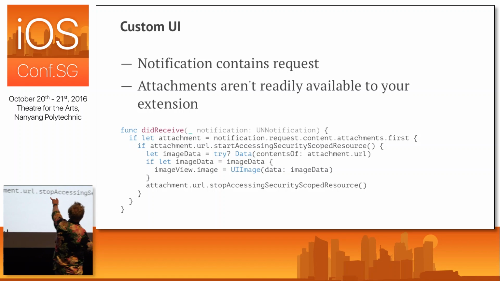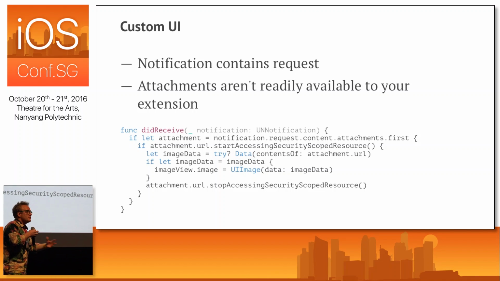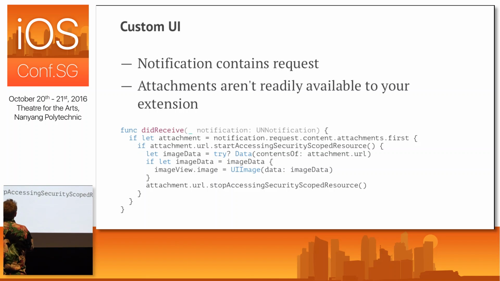So you have to use this URL, start accessing security scoped resource, when you first want to get hold of that, and then it'll open up some kind of secure thing so that you're allowed to have a go at it. And then when you've finished, you absolutely must stop accessing the security scoped resource. Now, this isn't magically reference counted or something. It's like the olden days. You have to make sure they're balanced. Otherwise, something bad will happen.